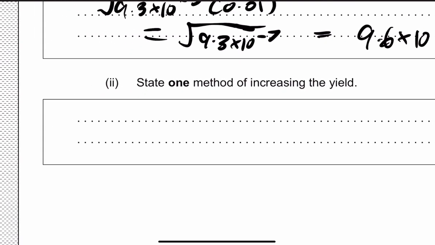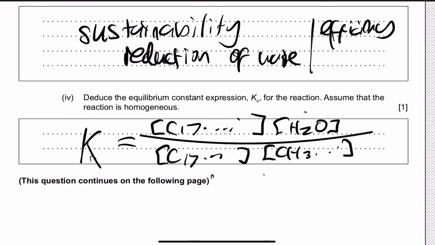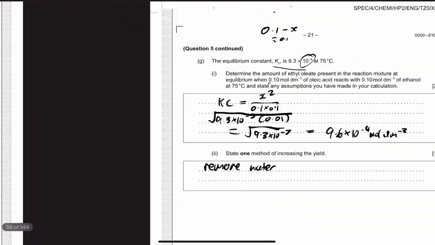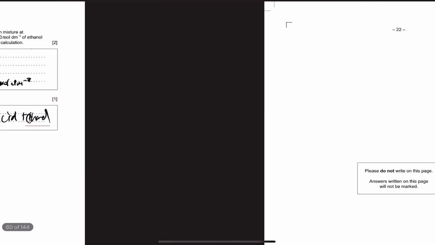I would probably just think the easiest one is just to remove the water. Remove water, because water's our undesired product, right? We remove the water, we're going to increase the yield. We'll clear that part up. How else? Well, we have our two reactants here. Just add more of them. So increase the amount of oleic acid, acid plus easy way. Okay.